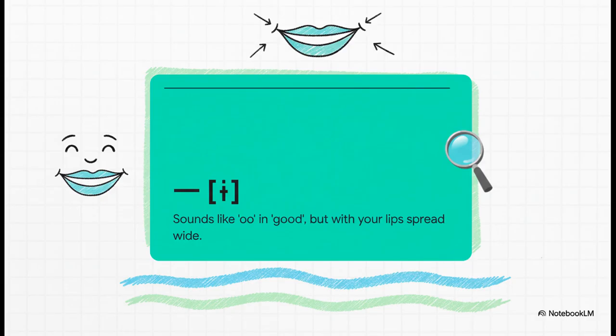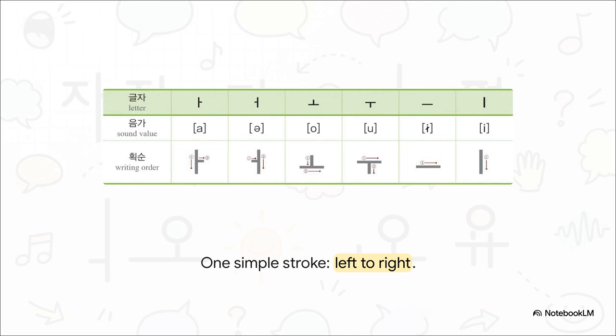Now, the sound is a little different. It's kind of like the sound in the word good, but you say it without rounding your lips. Instead, try to spread your lips wide, almost like you're smiling. U. And to write it, you already know it follows our second rule perfectly. Just one stroke from left to right.